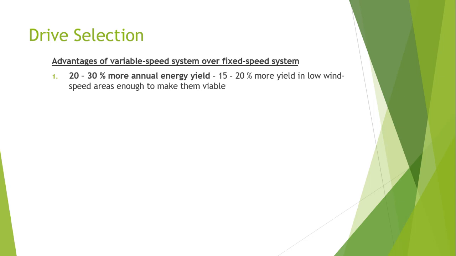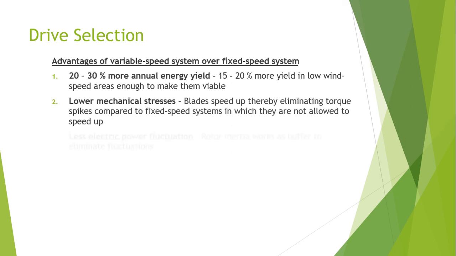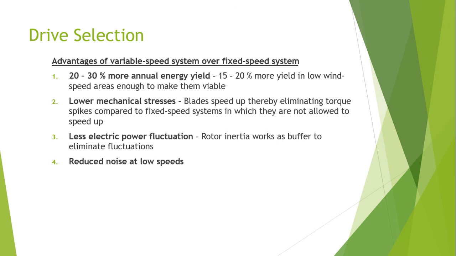So now I will discuss about the drive selection. The advantages of variable speed systems over fixed speed systems are that 20 to 30% more energy yield and 15 to 20% more yield in lower wind speed area is enough to make them viable. The lower mechanical stress, that is the blade speed speeds up, thereby eliminating the torque spikes compared to the fixed speed system in which they are not allowed to speed up.